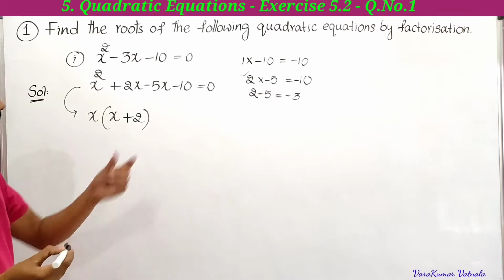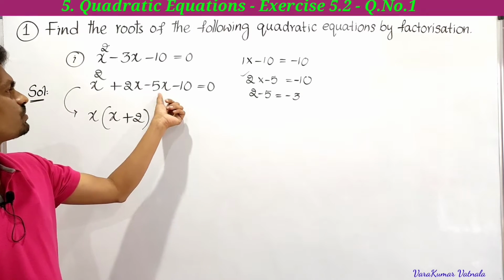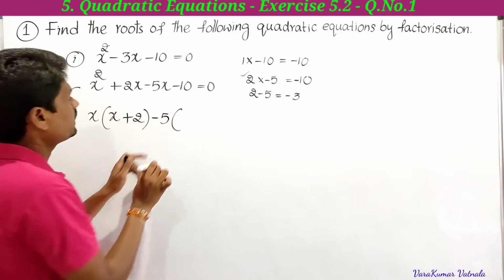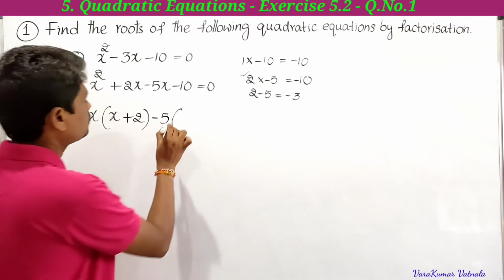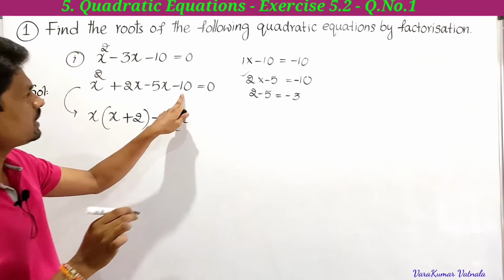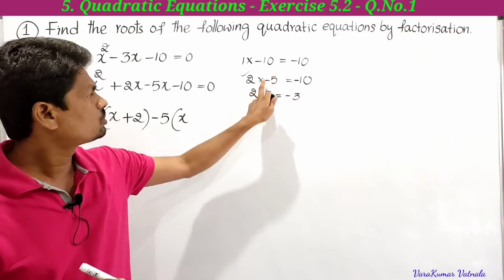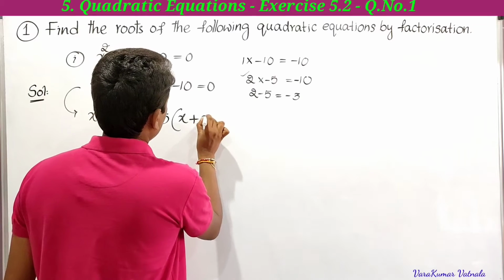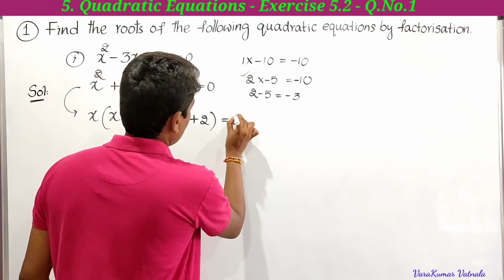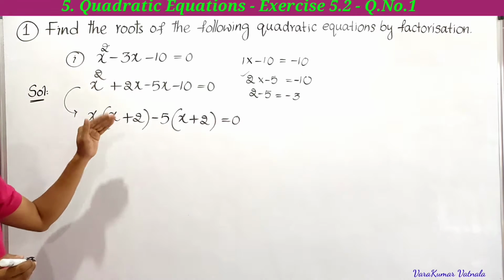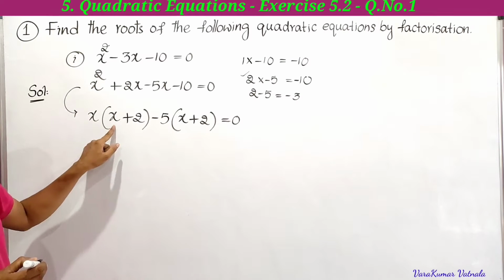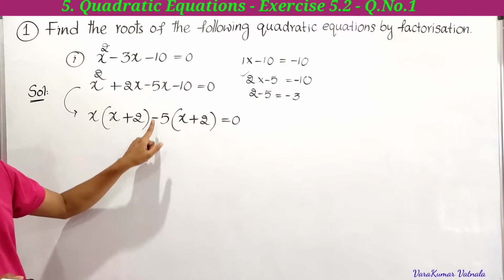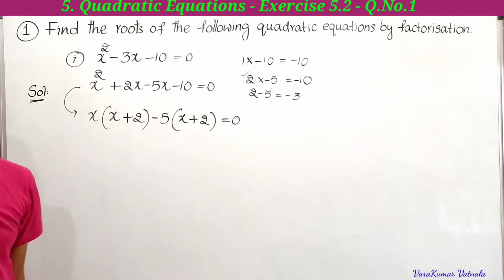Next, in the last two terms, minus 5 is common. If you take minus 5 as common, x will remain, and minus 10 can be written as 2 into minus 5. So minus 5 is common, and what is there is plus 2. Plus 2 is equal to 0. Again, if you multiply, you can get the previous steps. x into x is x square, plus x into 2 is 2x, minus 5 into x is minus 5x, and minus 5 into plus 2 is minus 10.